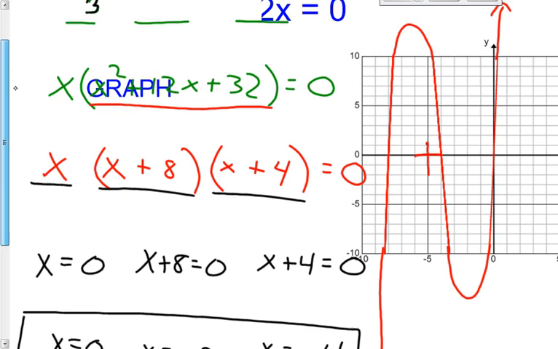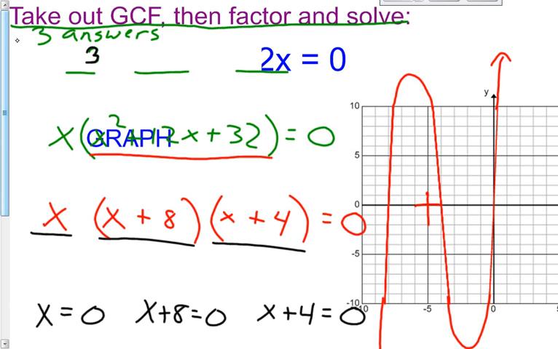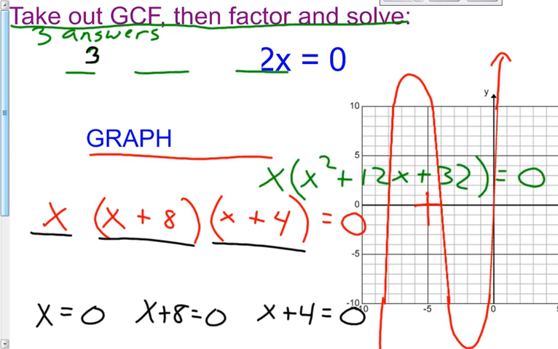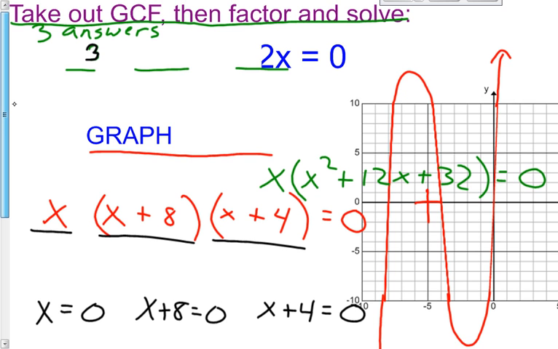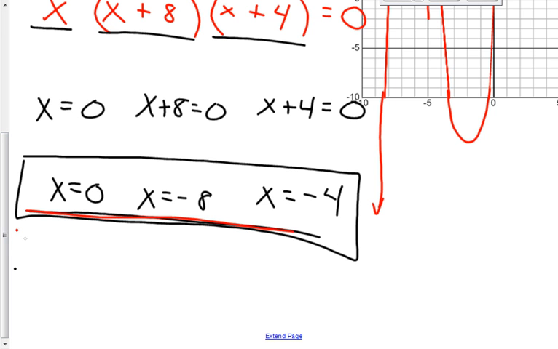For now, just make sure that if you see an x cubed term right here in your equation, you know that you're going to get 3 answers, which means that it's going to cross the x-axis 3 different times.